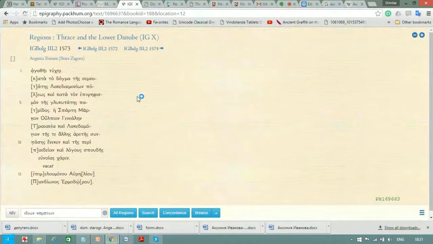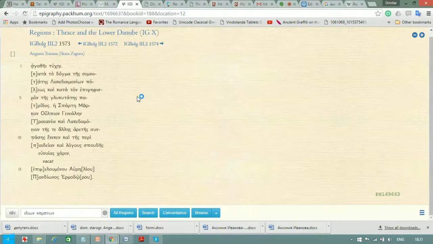but there are also private persons who were being honored by such late antique inscriptions, Greek inscriptions from the Roman province of Thrace.